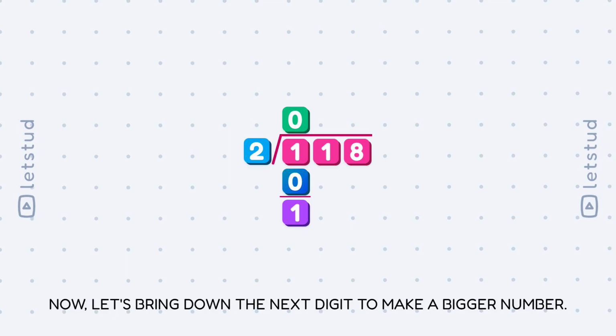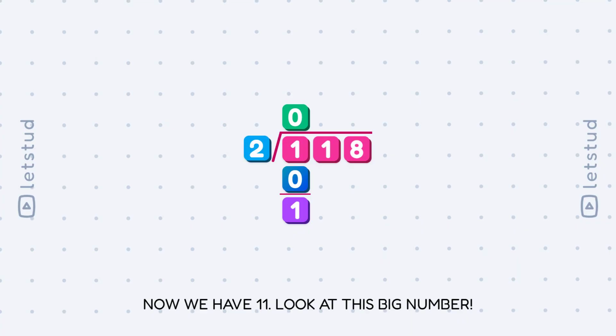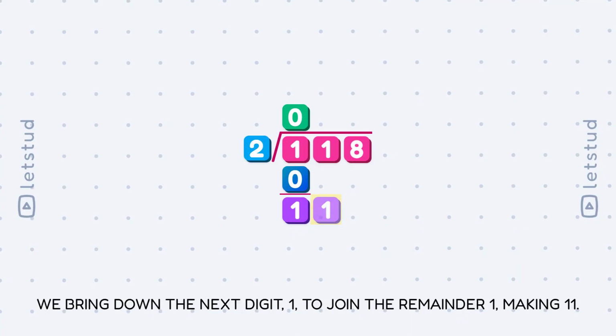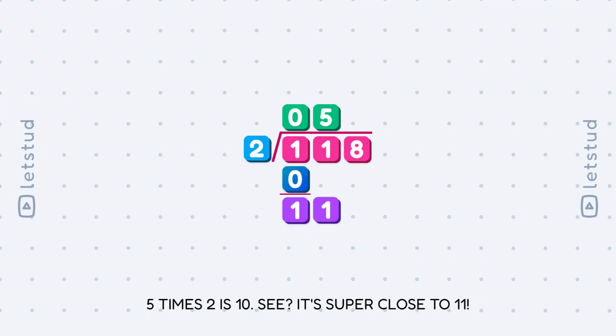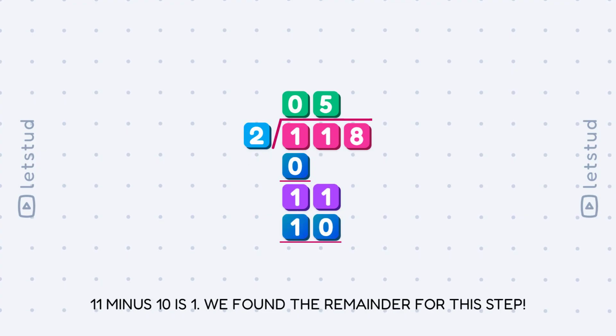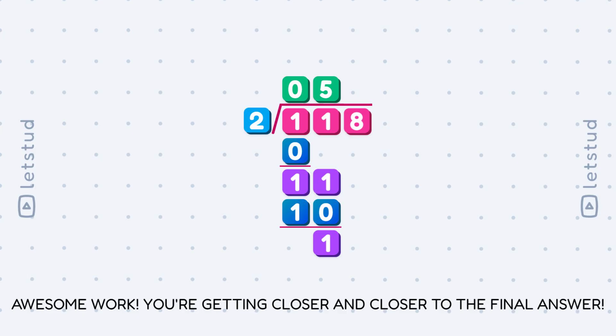Now let's bring down the next digit to make a bigger number. Now we have 11, look at this big number. We bring down the next digit 1 to join the remainder 1, making 11. How many times does 2 fit into 11? Let's count by 2's: 2, 4, 6, 8, 10, that's 5 times. 5 times 2 is 10, see, it's super close to 11. 11 minus 10 is 1, we found the remainder for this step. Awesome work, you're getting closer and closer to the final answer.